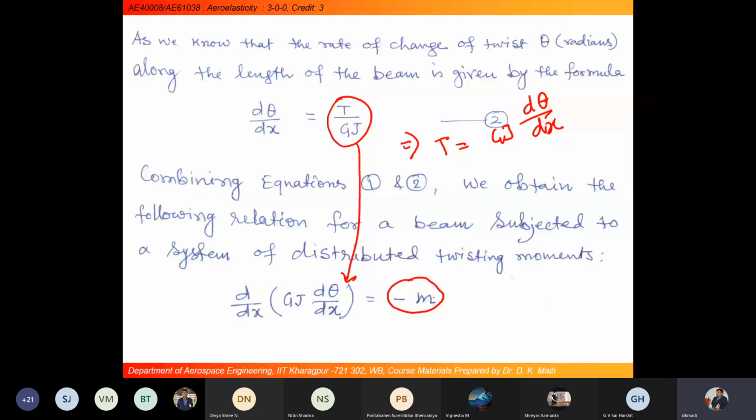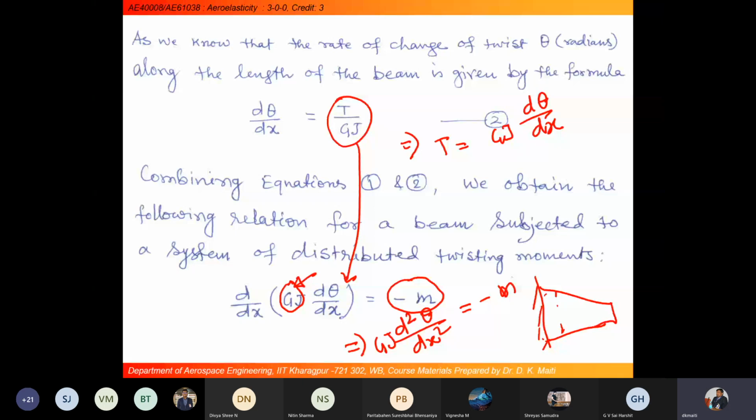But if this is not constant, suppose we have a tapered wing, then obviously I cannot take GJ as constant. G may be constant if the material is the same, but J may not be constant. So in that case, I have to see the distribution of J, how it is varying over the length, and then accordingly I have to substitute here. I'll be showing that derivation once we come to the tapered wing configuration, and how to calculate this governing differential equation and how to get the solution.